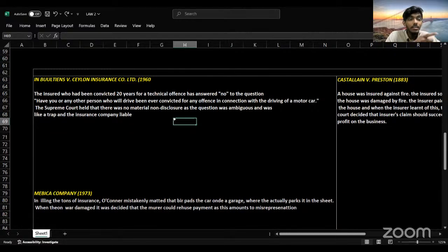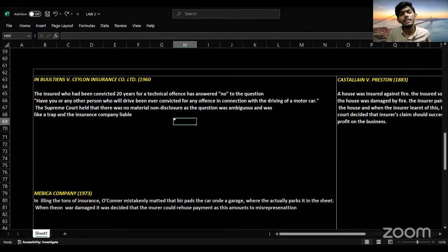The insured, the person who is opting for the insurance, who had been convicted to 20 years for a technical offense, sent to jail for 20 years, answered no to the question: have you or any other person who will drive ever been convicted for any offense in connection with the driving of a motor vehicle? I mean, what the hell kind of question is that? Come on.